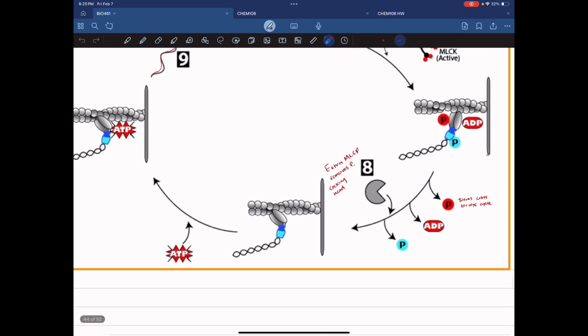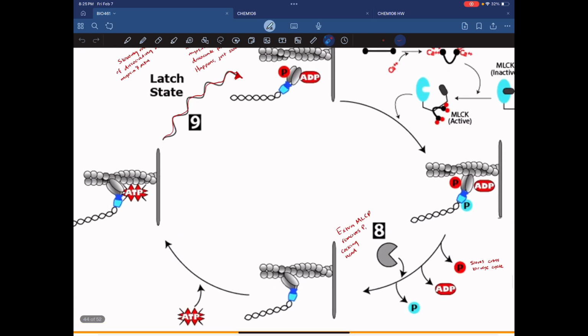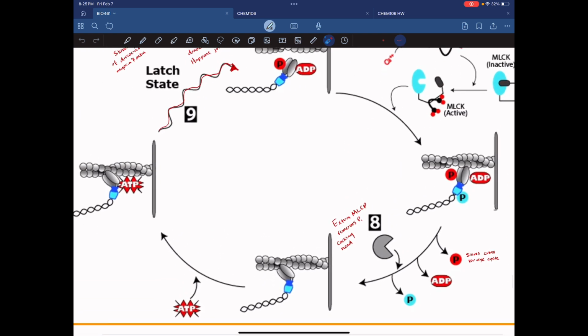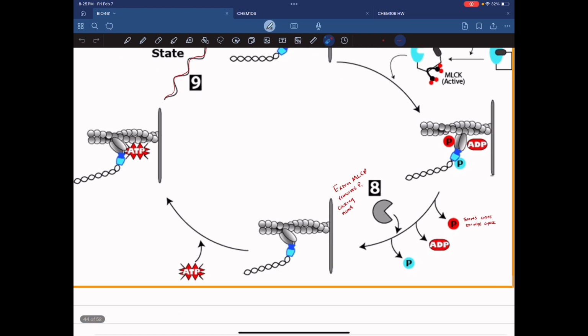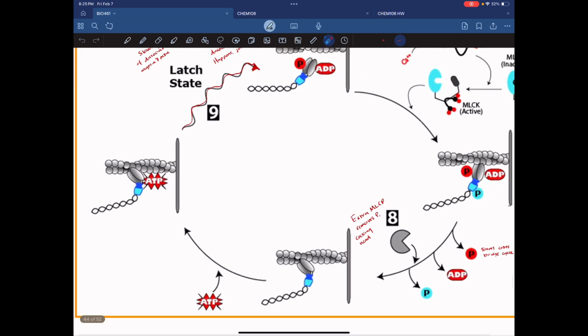Here, we're going to be removing everything. This is because we have an excess buildup of MLCP that's going to come in. And instead of removing the phosphate here in step 7, it's going to do that early. And when that happens, our myosin head is going to attach, and our ATP is going to come in, and it will attach again to its myosin.